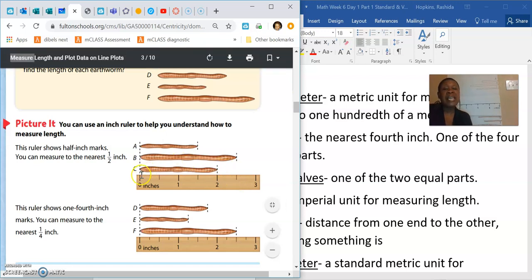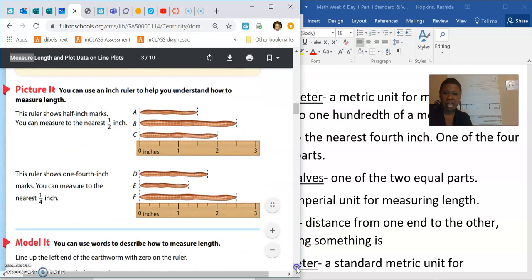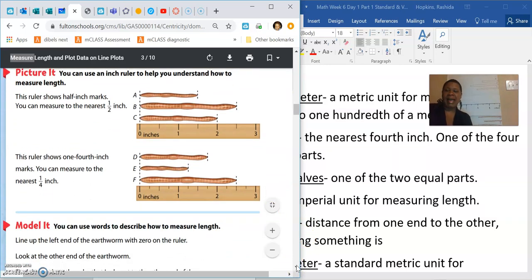Then we have letter C. It goes to the 1 inch, passes up the 1 inch and goes to 1.5, and the earthworm is 2 inches long. It measures out to be 2 inches long. Okay, so we have our half marks. Let's jump down here and see what we're talking about with this set of earthworms, D, E, and F.